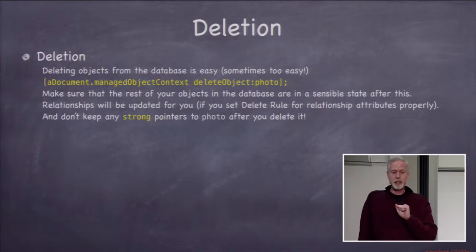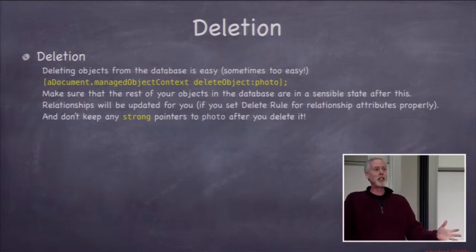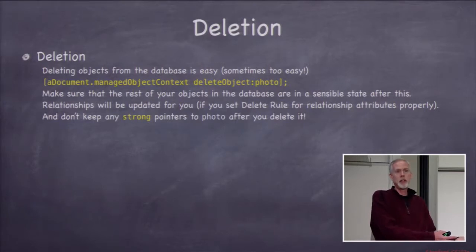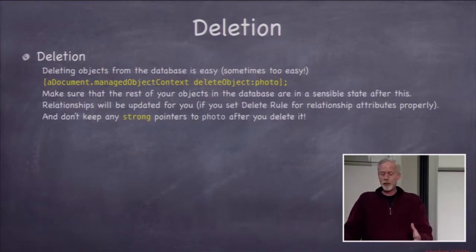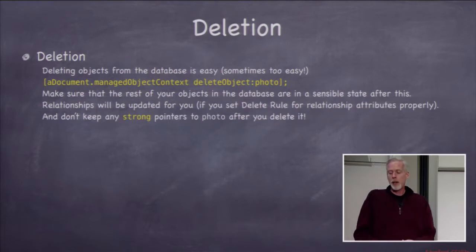Now, deleting the object can have ramifications, right? You delete a photographer, it's going to set whoTook to nil, assuming you don't do that cascade delete rule, in which case it would delete the photographer. But, okay, so deleting has ramifications. You've got to know what you're doing when deleting. It's very easy to do.